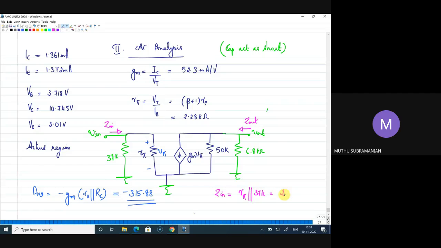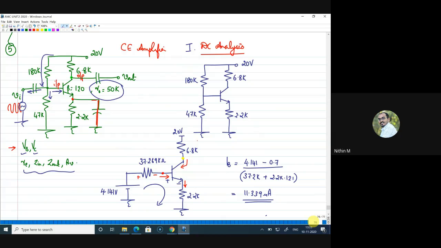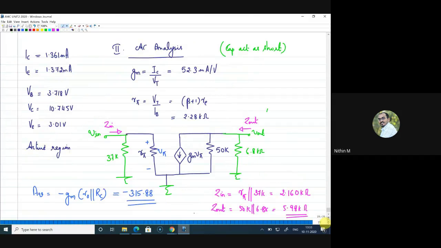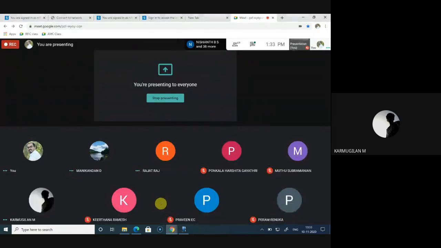You will get 2.16 kilo. That is Zin. And Zout is directly 50K parallel to 6.8K, and that is equal to 5.986 kilo. Very good. So that is how we evaluate this question. We evaluated RE, which is nothing but 1 by gm, Zin, Zout, and AV, right?